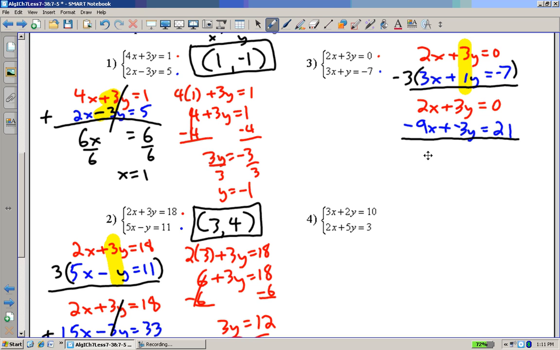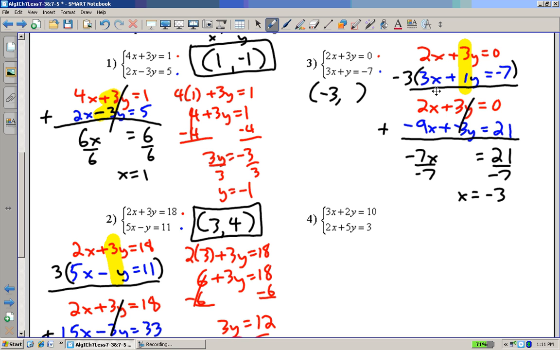Okay. Now we're just going to simply add these together. 2 plus negative 9 is negative 7x. 3y plus negative 3y is 0. 21 plus 0 is 21. So now I just have to solve for x. Okay, so I know that negative 3 is the x-coordinate of the solution. All I have to do now is to plug it back in and find out what y is.